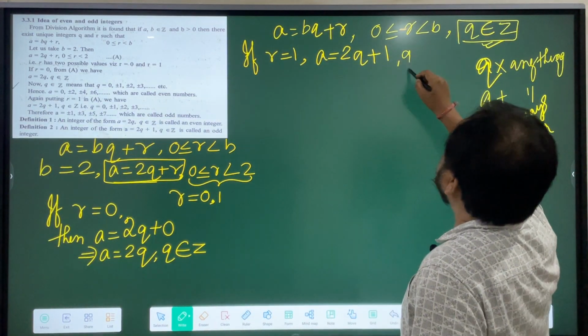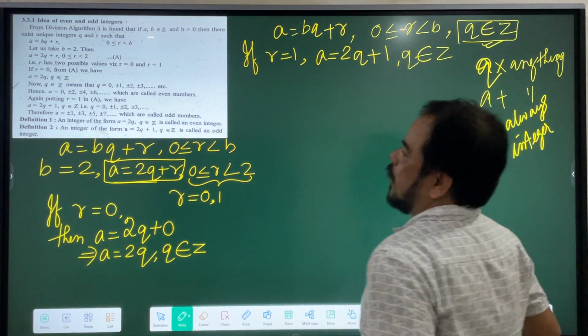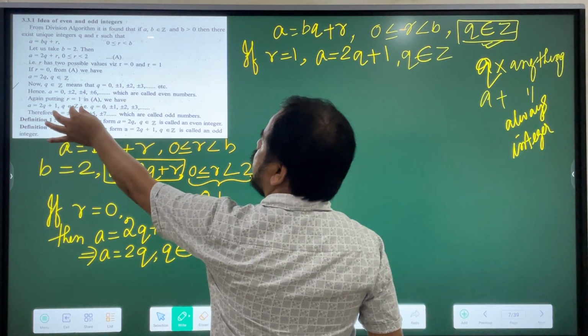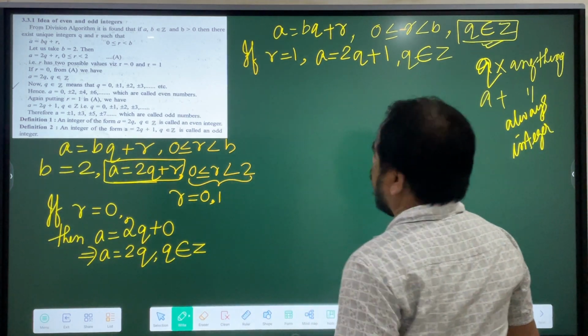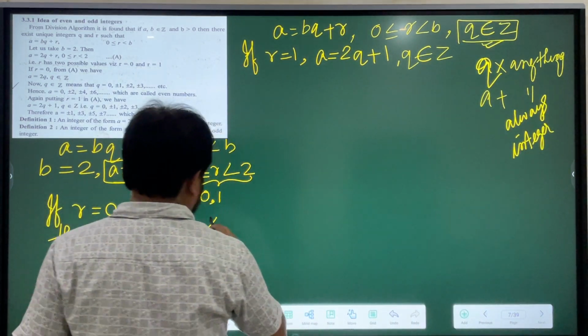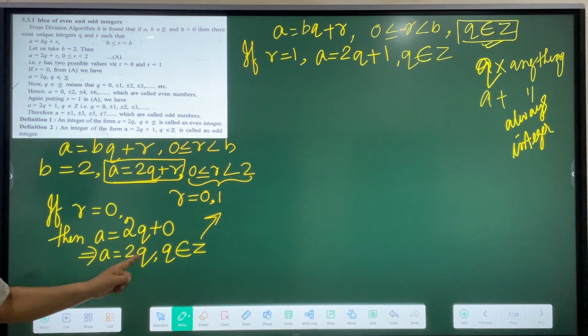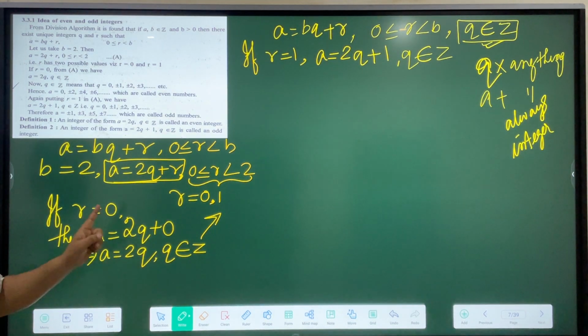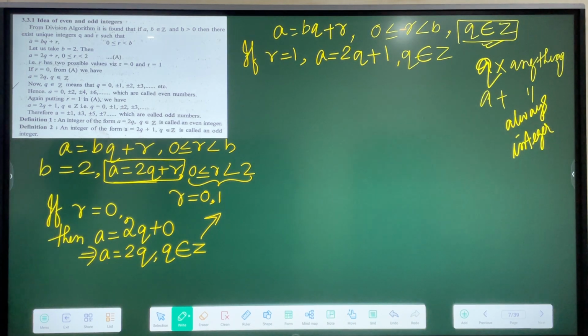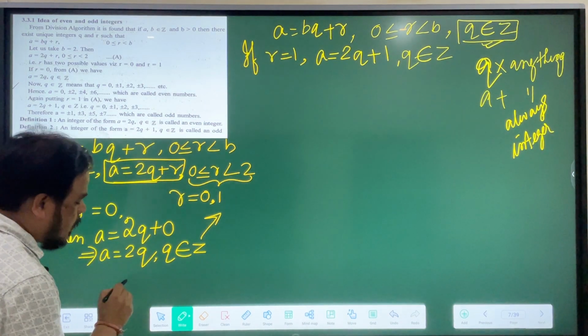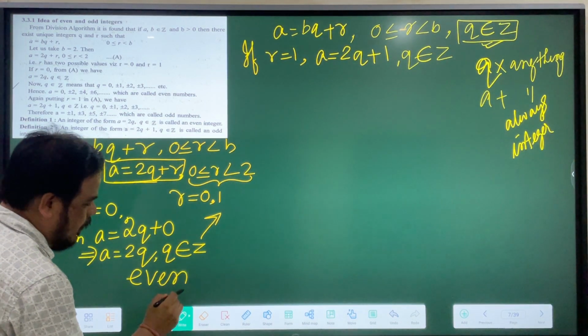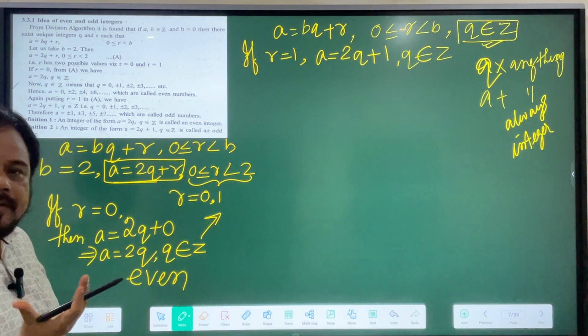Here also Q is an integer. A is equal to Q plus 1. Q is also an integer. So now we will come back here. Q is an integer. 2 into any integer will always be even. Do you understand? 2 into anything is always even.